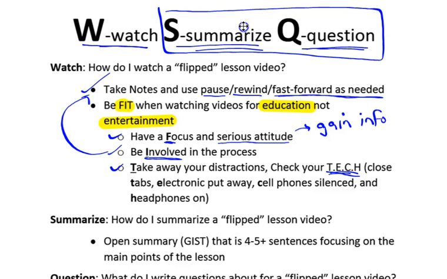Maybe you have to go to your bedroom to watch the video. Maybe you can watch it at the kitchen table, maybe on the couch. But you just have to decide where it's going to be best for you to watch the video, where you can make sure that you have minimal distractions.